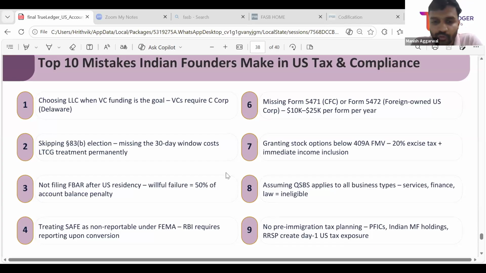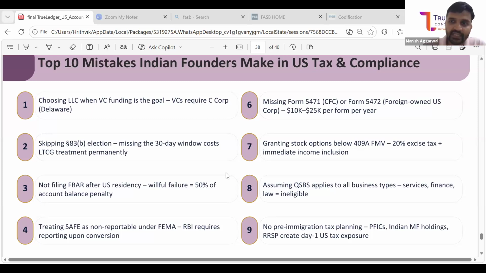Then also founders do not do their pre-immigration tax planning, like mutual funds and PFIC. They are all very complex from a US tax point of view. So if founders are looking to relocate to the US for funding and business operation purposes, they need to manage their personal finances before they move to the US as well. So these are some of the high-level takeaways.